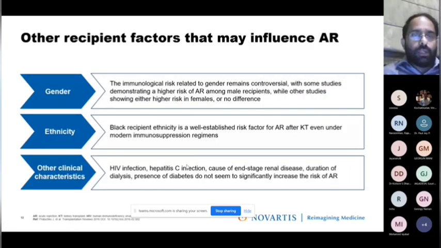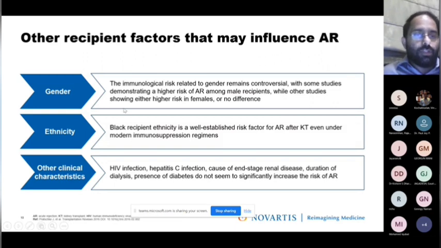Then let us look at the other risk factors which are supposed to affect acute rejection. One is gender. There is no clear consensus, but some studies have shown a higher risk of acute rejection among male recipients, while other studies have shown higher risk in females. But overall, there is no marked difference.